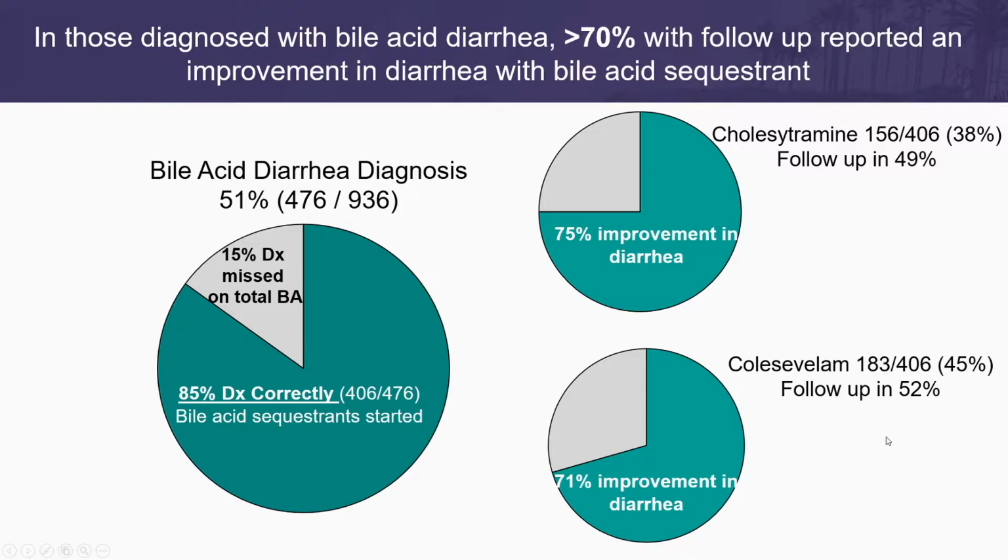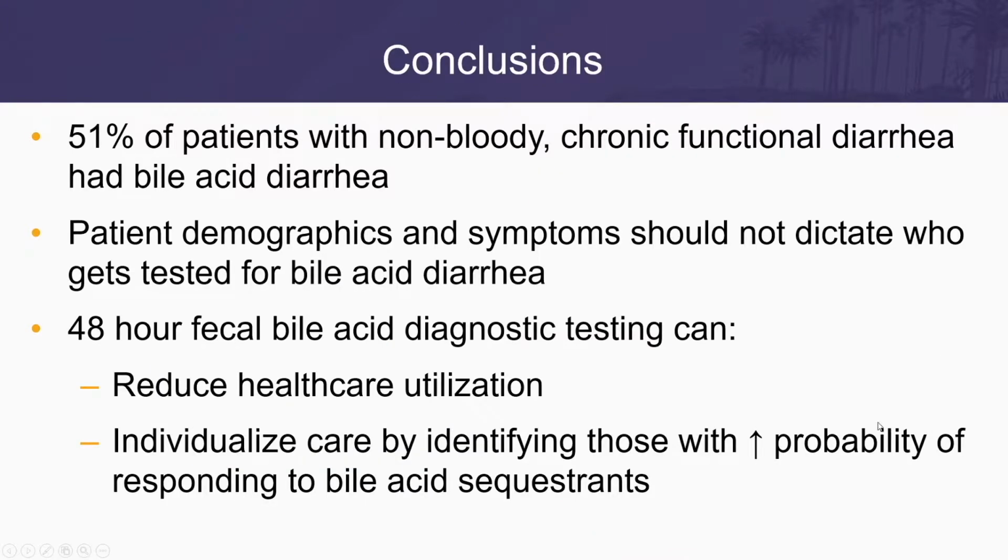So they concluded that 51% of their patients with non-bloody chronic functional diarrhea had bile acid diarrhea. When they looked at the patients who had increased fecal bile acids and those who didn't, they really didn't see a difference in their profiles.